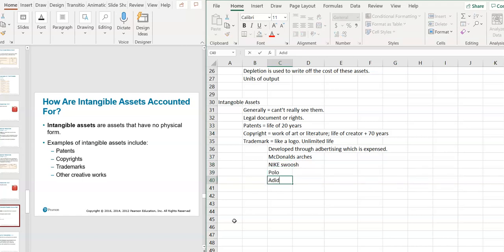Polo, Adidas. I don't know if I'm spelling Adidas right, but anyway, I know it. No, that's not right. I think one of them is 2 Ds, but I don't remember which one.